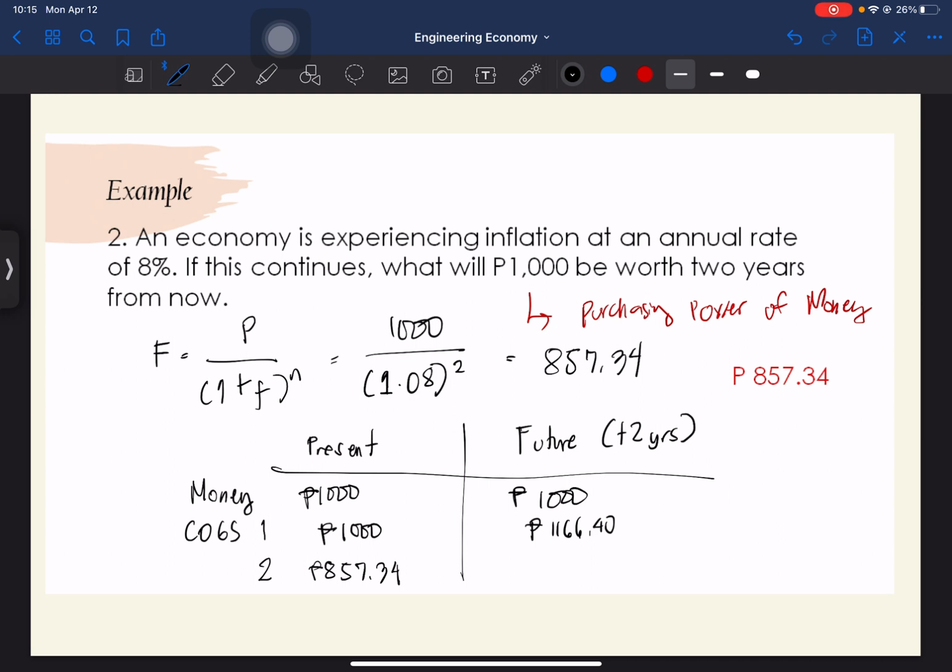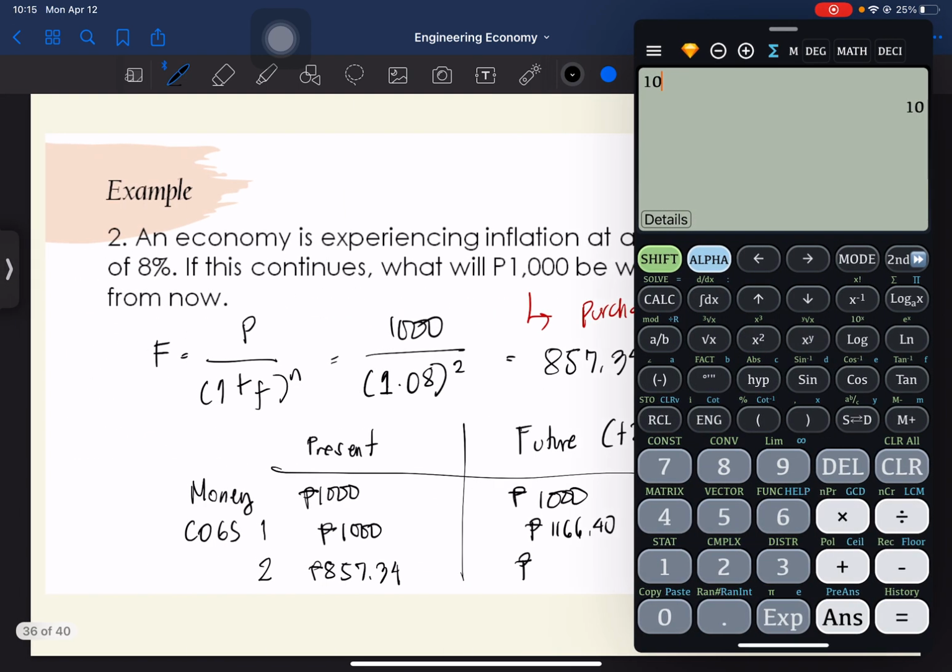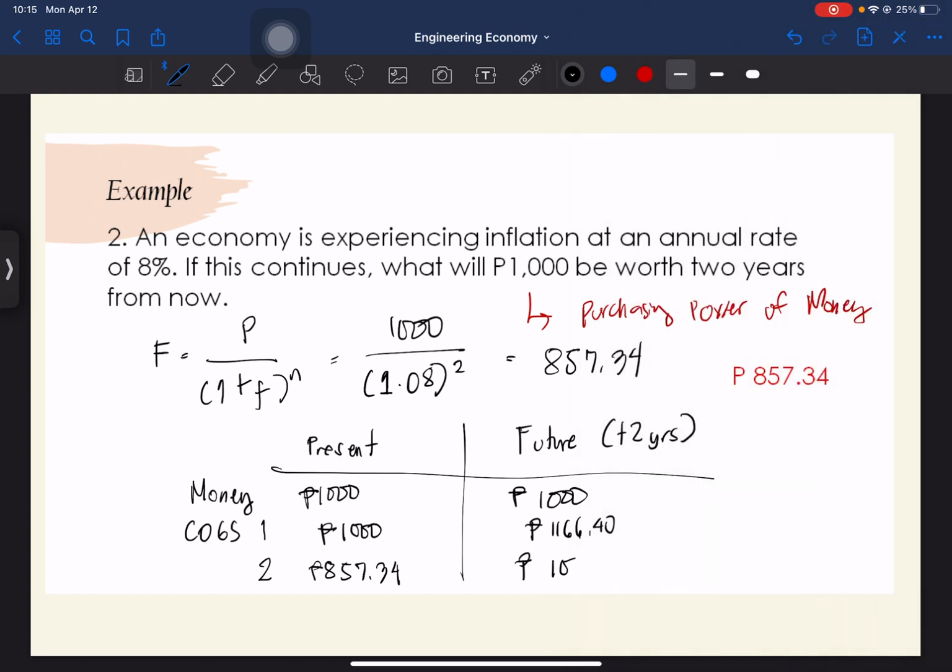So, si item 2 naman, after 2 years, ano nang worth niya? 857.34 times 1.08, 2 years, o 1,000 pesos na. Okay? Ibig sabihin lang yan, humina yung pera mo because after 2 years, hindi niya na kayang i-afford yung 1,000 peso worth item today because after 2 years, kung hindi mo i-invest yung pera mo, hindi niya na kayang tapatan yung presyo ng item na yun.